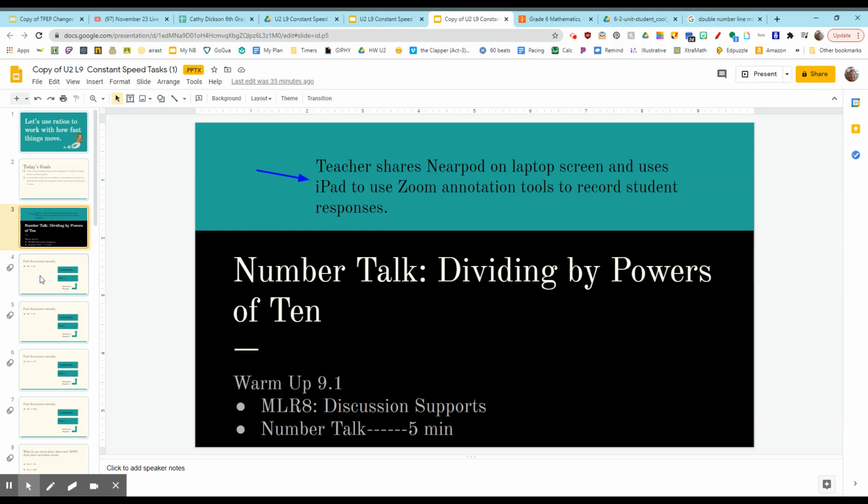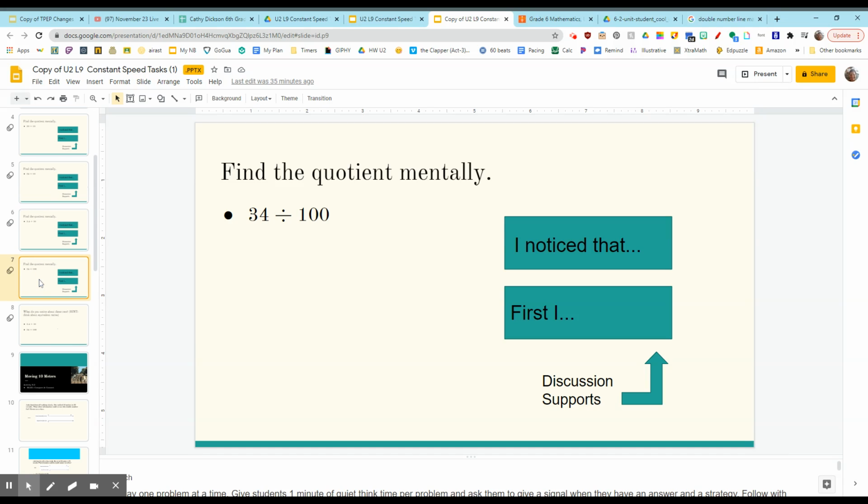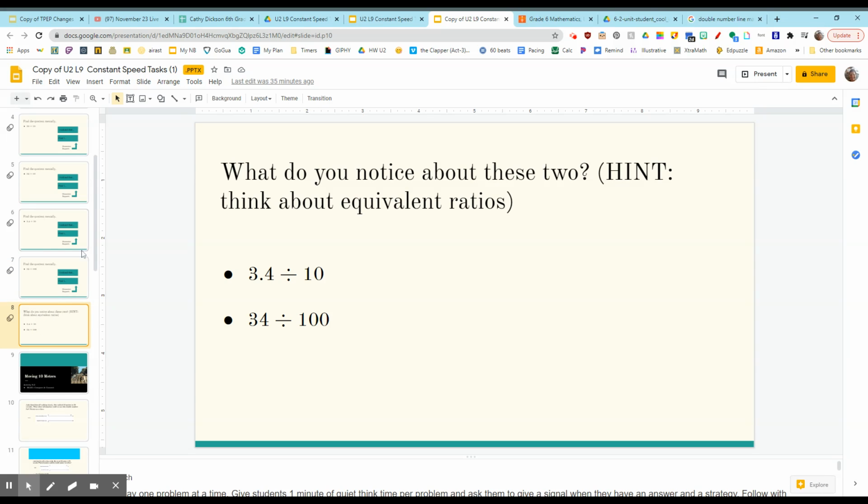First, you're going to do a little bit of your number talk where you do the individual problems. 3 divided by 10, find that answer mentally. And then 34 divided by 10, can you use what you know about the first problem to answer the second problem? 3.4 divided by 10. 34 divided by 100. You should notice all of these are power of 10 problems. And then what do you notice about these two? Could they be equivalent ratios?